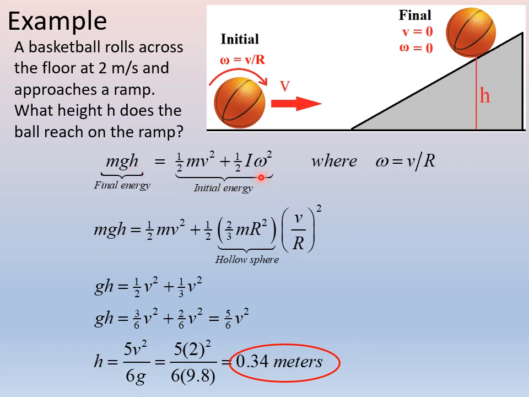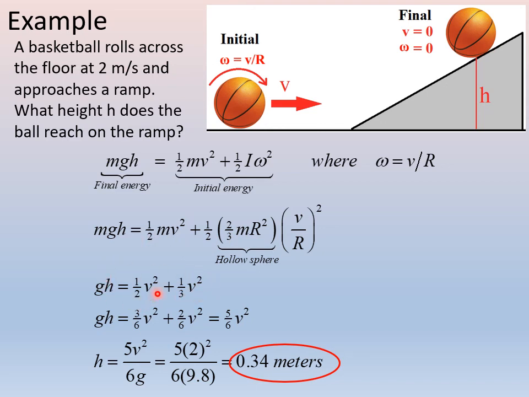So again, we have to look up I for a basketball. Now, a basketball is not a solid ball. It's hollow. It's a hollow spherical shell, or a hollow sphere, and it has a rotational inertia in the table given by 2/3 mr squared. Omega here, again, I've substituted v over r. And once again, the r's cancel. The r squareds cancel, and the m's also cancel, since all the terms have an m in them. So we end up with this relationship here.